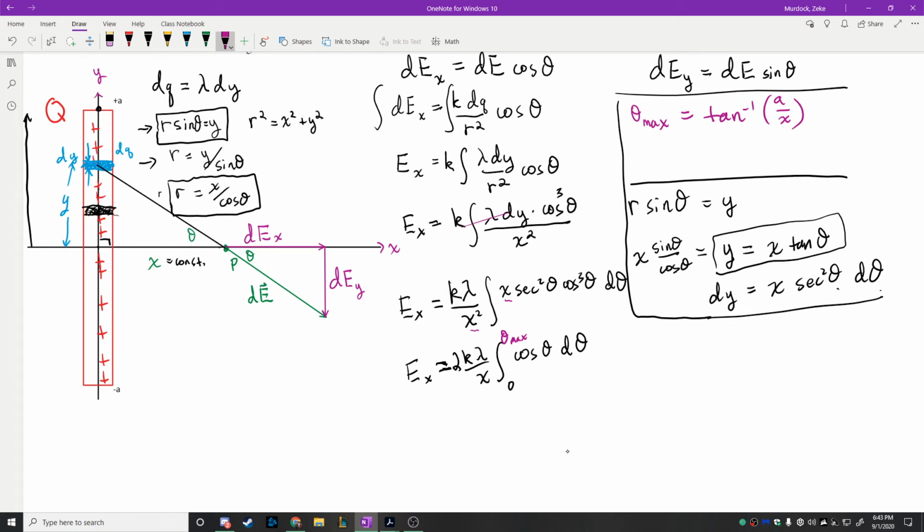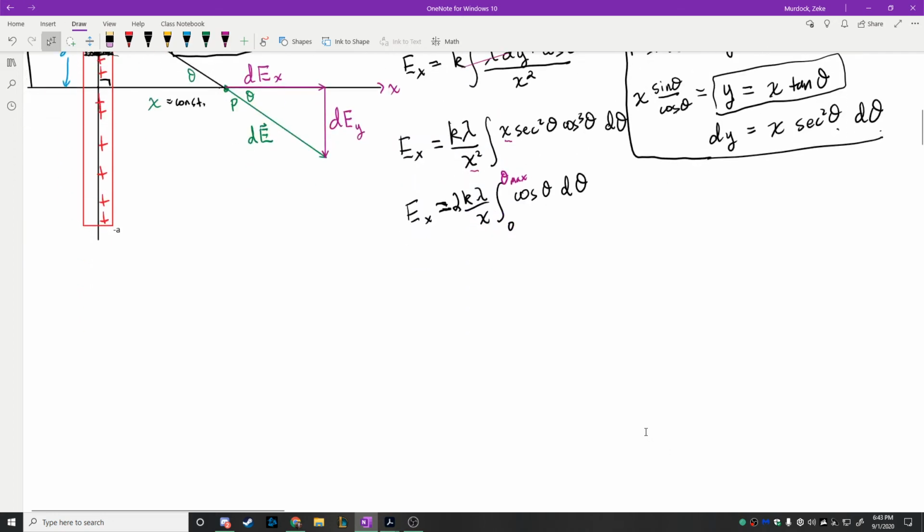All right, let's solve this integral. I've got to scroll down a little bit. I can't write on the bottom of my pad here. So we're going to have E_x equal to 2 lambda divided by x. Doing the integral of cos theta d theta is going to give us sine theta, and we're going to evaluate that between 0 and theta max, which we already said was the arctan of a over x.